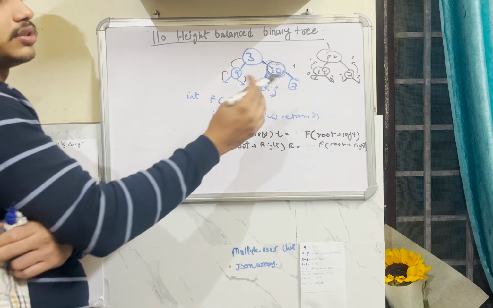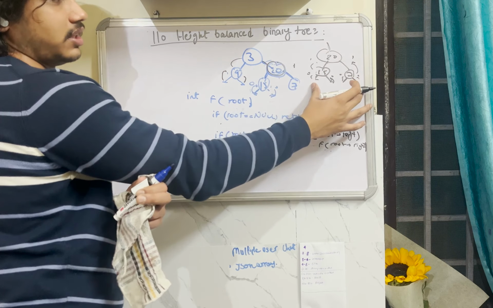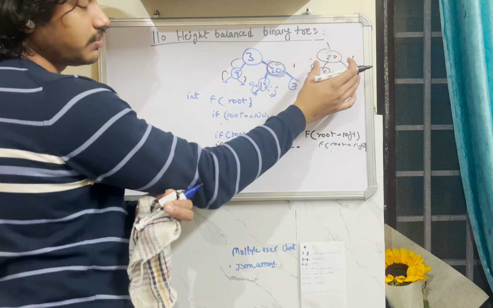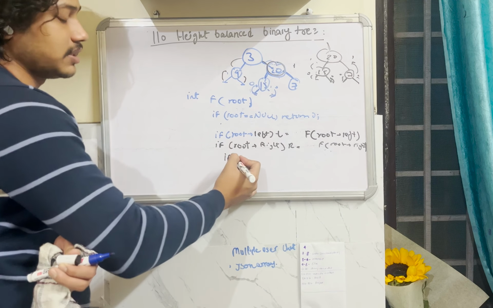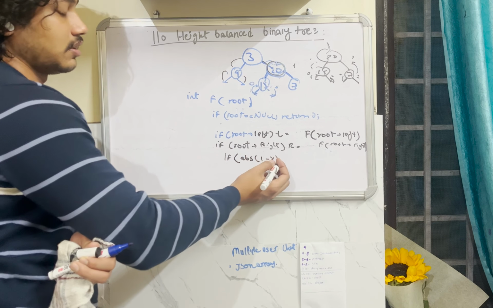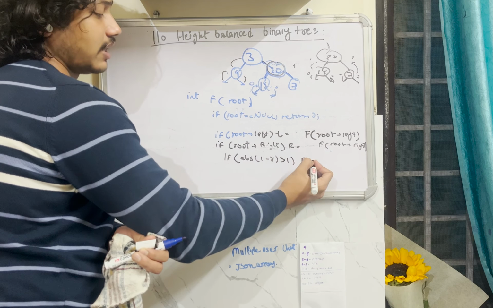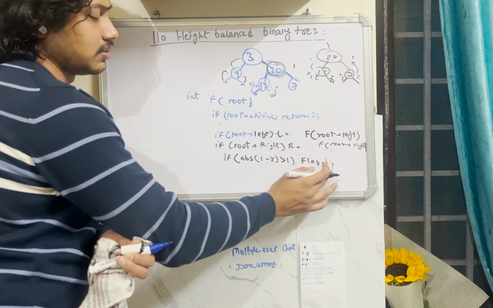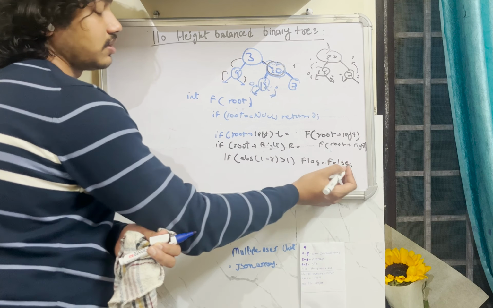It should check if it is height balanced or not, because this is also a tree. If you look, it is a subtree and it is a tree, so it will check if it is height balanced or not. So you can take a flag variable. I'm just writing the code. If absolute value of L minus R is greater than 1, you can set flag equals to false, which means the tree is not height balanced.